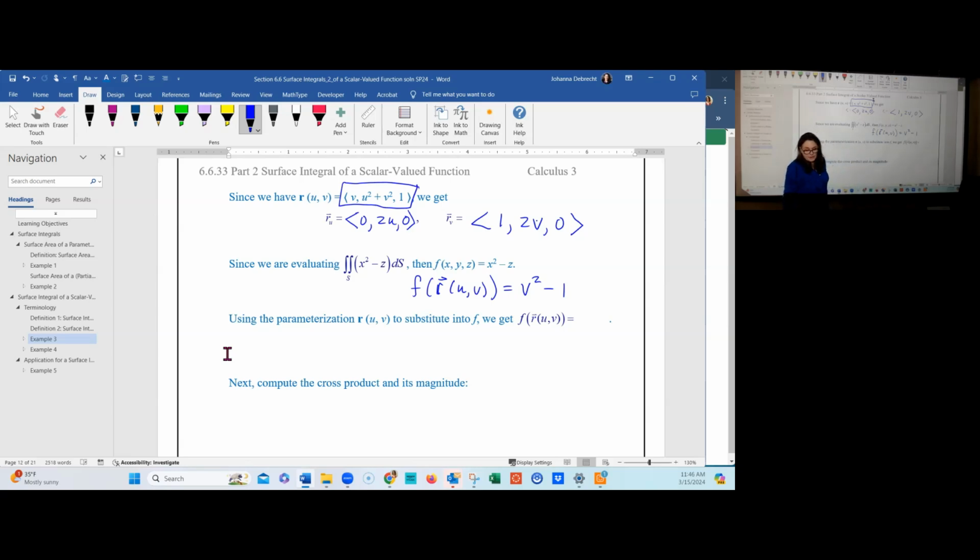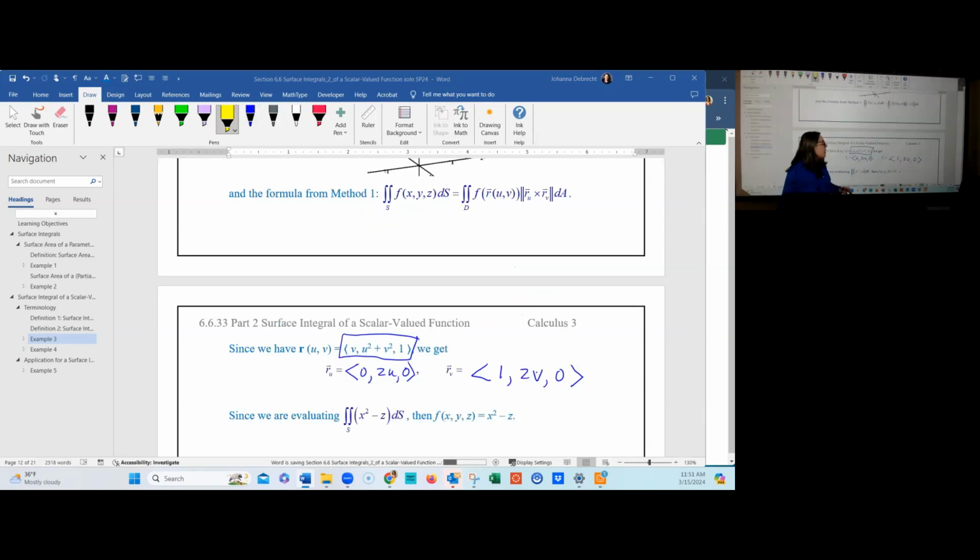Now, once we have that, we want to compute the cross product of the two directional derivatives and get the magnitude. So go ahead and pause the video and do just that much, then turn the video back on and we'll set up the integral so that you can integrate next.